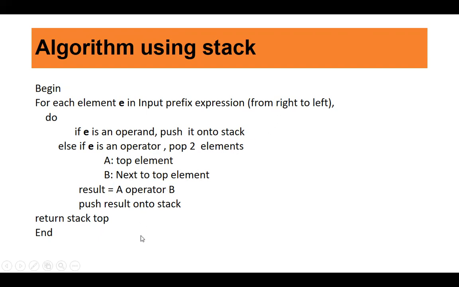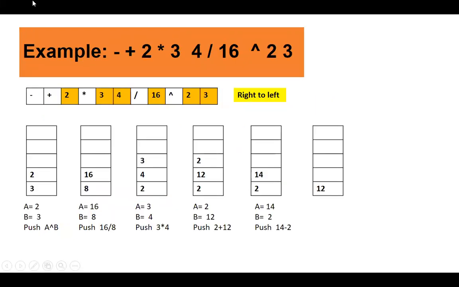Now let us look at the same example what we solved using Q. Now we are solving the same example using stack. So this is the input prefix expression, but now when I'm using stack, I'll be reading it from right to left, right? So whenever you read an operand, the very first thing I read is 3, an operand, so directly push it onto the stack. Then I read 2, again an operand, directly push it onto the stack. Now what I read is an operator.